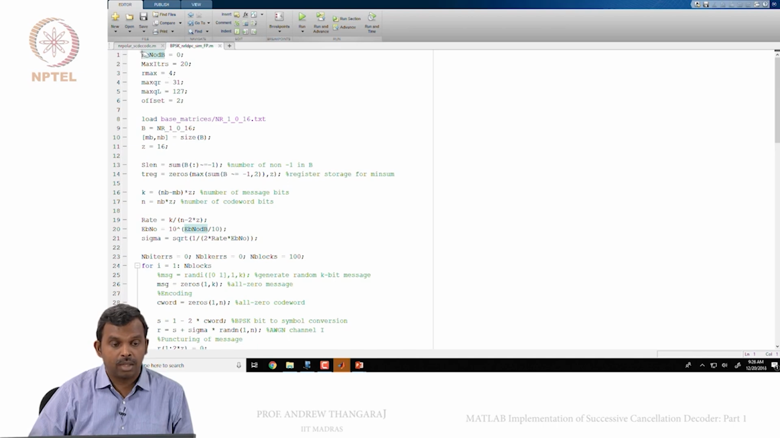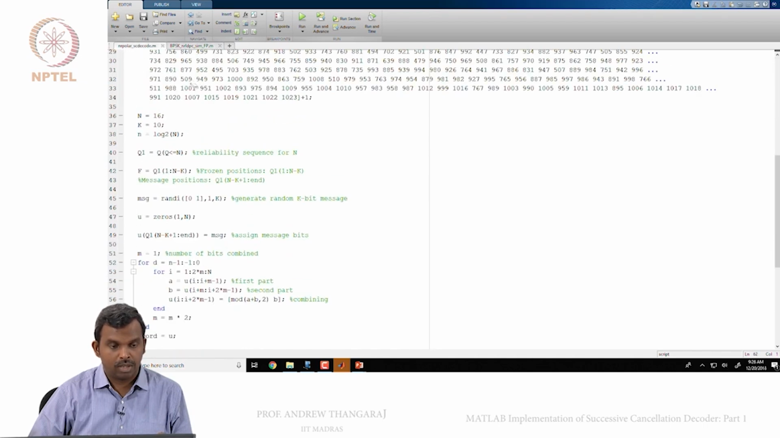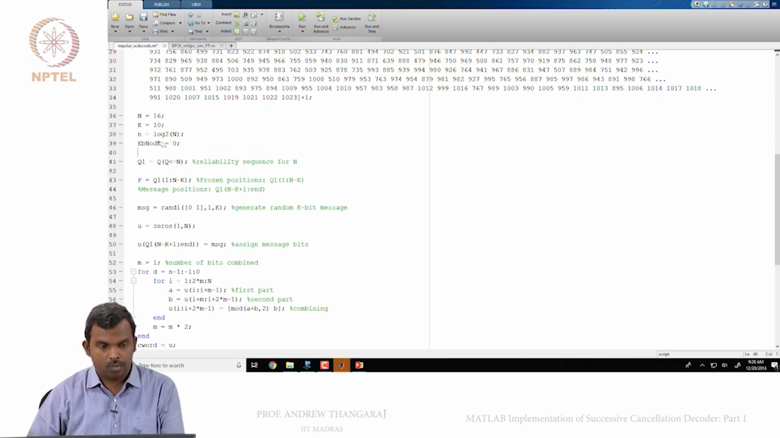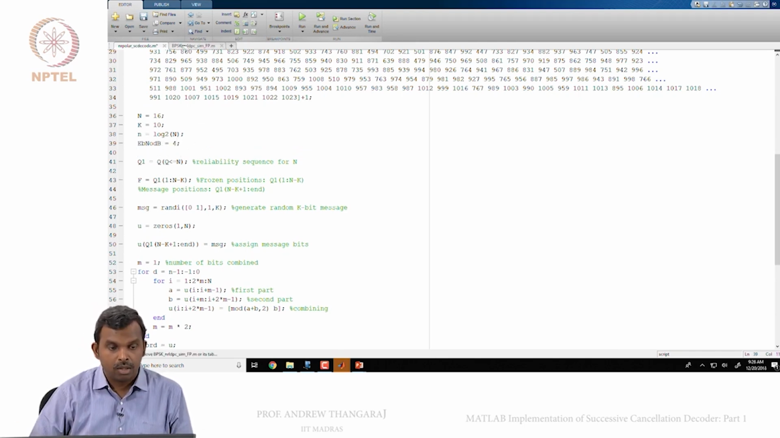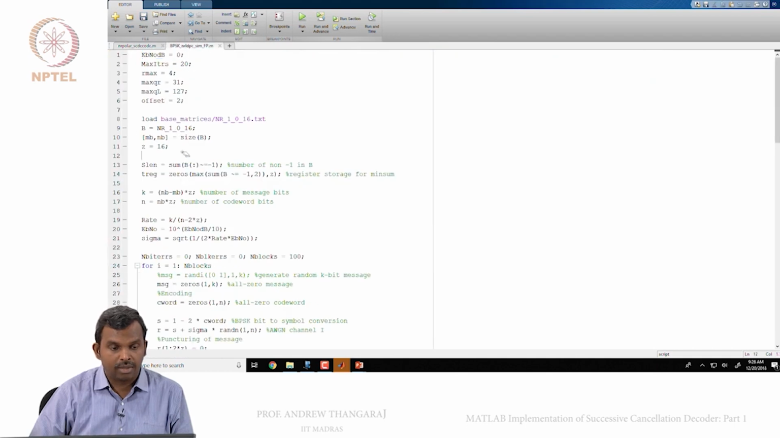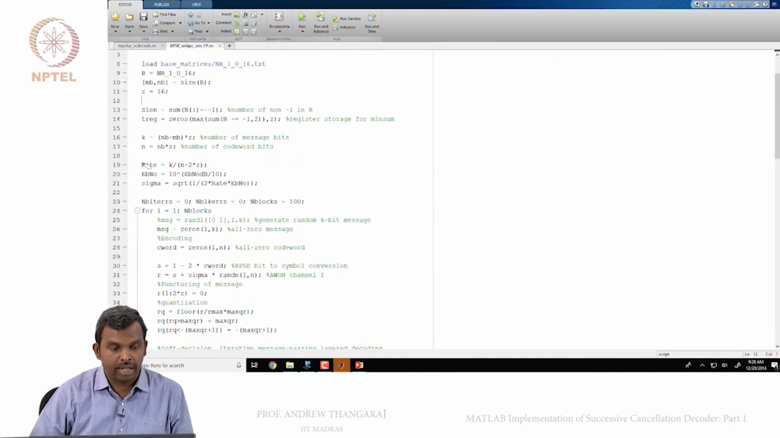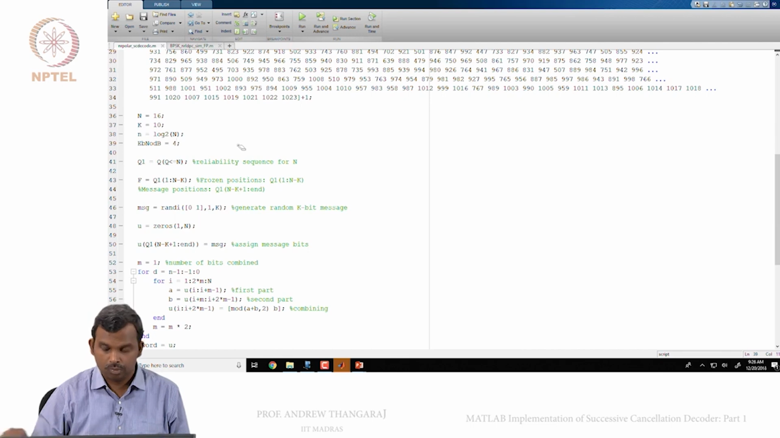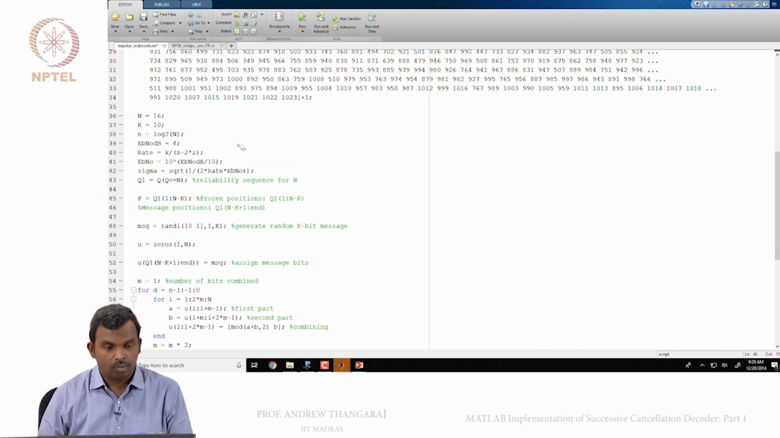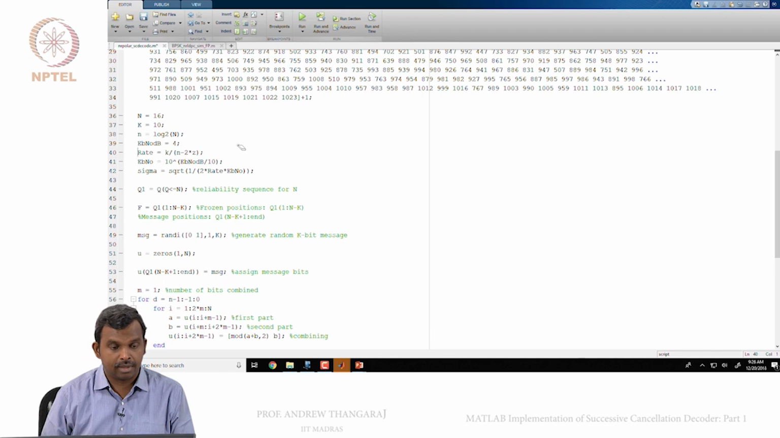So we will steal the EB over N naught, which has to be set up somewhere here. It's 0 dB, so I keep it at some 4 dB. Then you have these usual computations of rate and EB over N naught. I will have to change the rate calculation. What is rate for us? Rate for us is k by n.